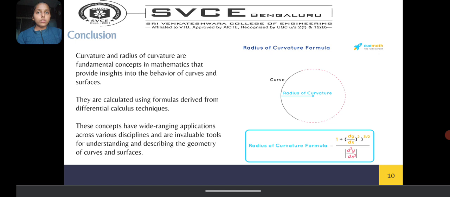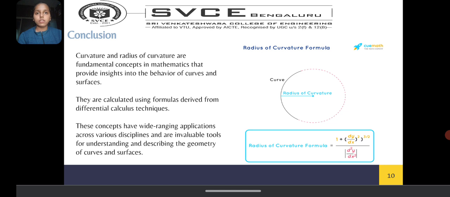Let's conclude the topic. Curvature and radius of curvature are fundamental concepts in mathematics that provide insights into the behavior of curves and surfaces. They are calculated using formulas derived from differential calculus techniques. These concepts have wide-ranging applications across various disciplines and are invaluable tools for understanding and describing the geometry of curves and surfaces.